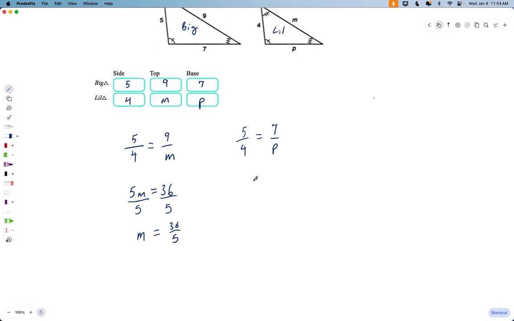And when we do the same thing over here, we get 5p is equal to 28. So p is equal to 28 over 5. And those are your answers. So that's what you would put in here for m and p. You would put 36 over 5 and 28 over 5. That is the value that we're looking for. All right, let's look at the next problem.